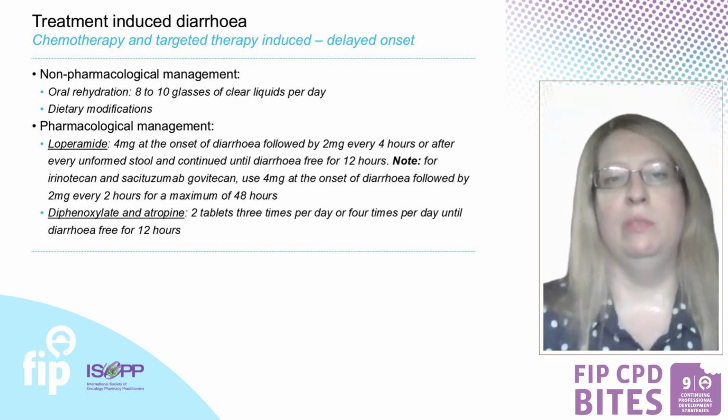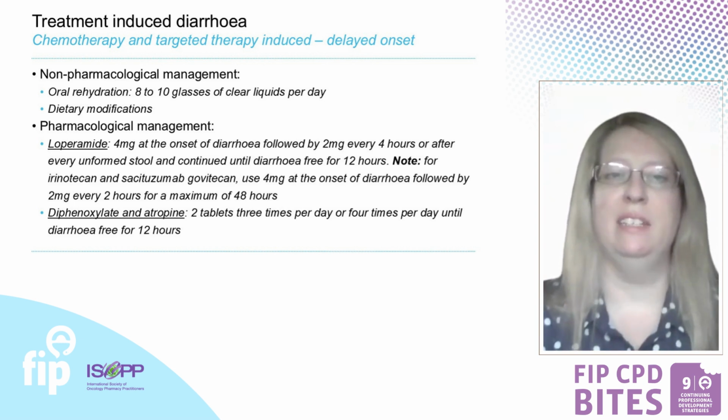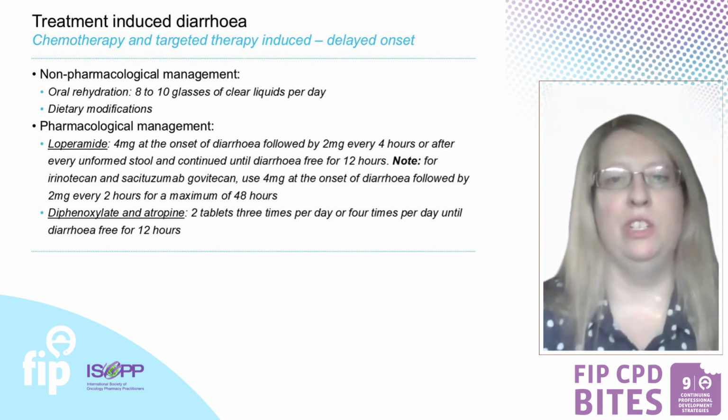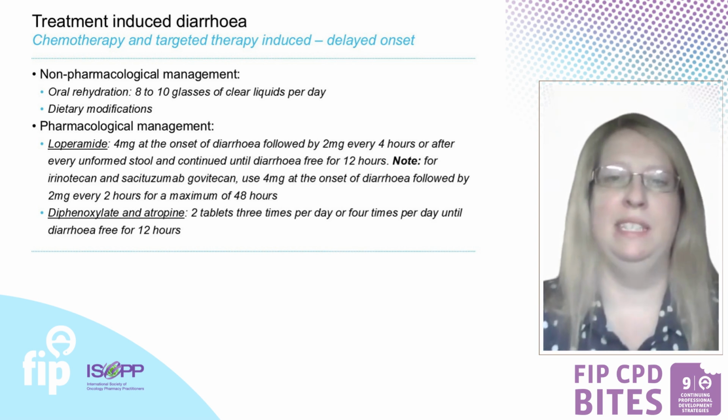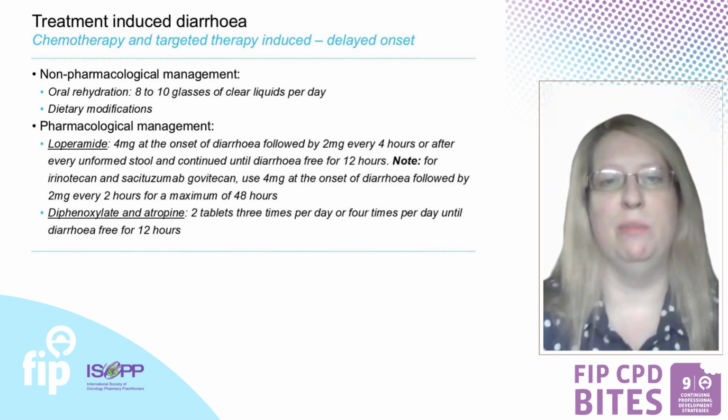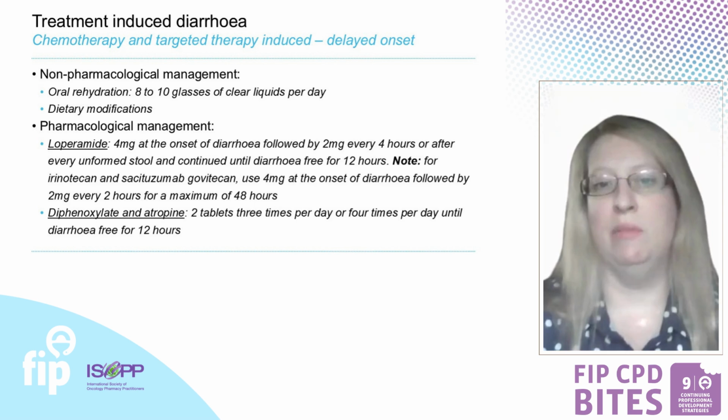Pharmacological management includes primarily the use of loperamide. Dosing is 4 milligrams at the onset of diarrhoea, followed by 2 milligrams every 4 hours or after every unformed stool, and continued until diarrhoea-free for 12 hours. It is important to note that for irinotecan and sacituzumab govitecan, the dose is higher, with 4 milligrams at the onset of diarrhoea, followed by 2 milligrams every 2 hours for a maximum of 48 hours. The dosing is not capped at a maximum of 8 capsules per day.